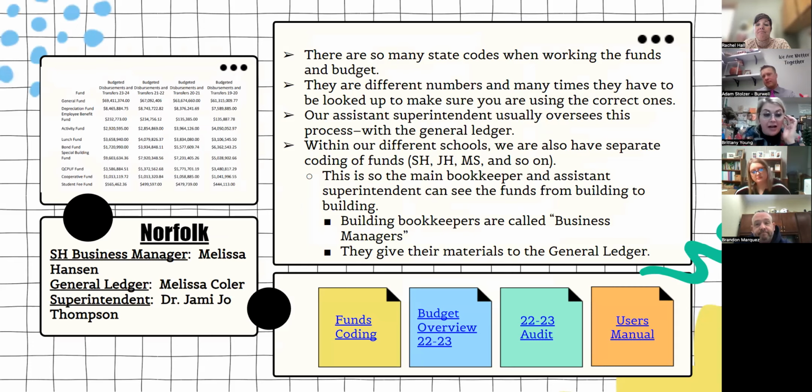Okay, so mine is next, and mine is going to be a lot different than all of yours, because we are a big school. We use the same exact codes as you guys do, but when it gets to building to building, we definitely have to have some kind of code that goes along with it, because we have 5 or 6 elementary schools, and then the middle school, the junior high, and the high school.